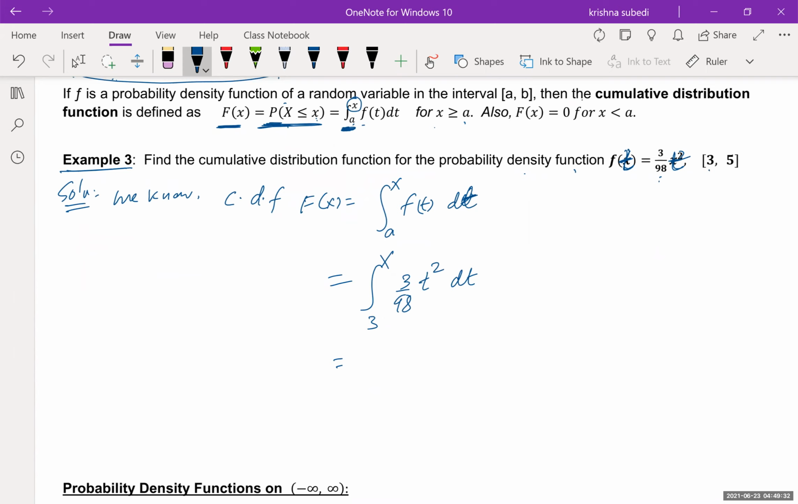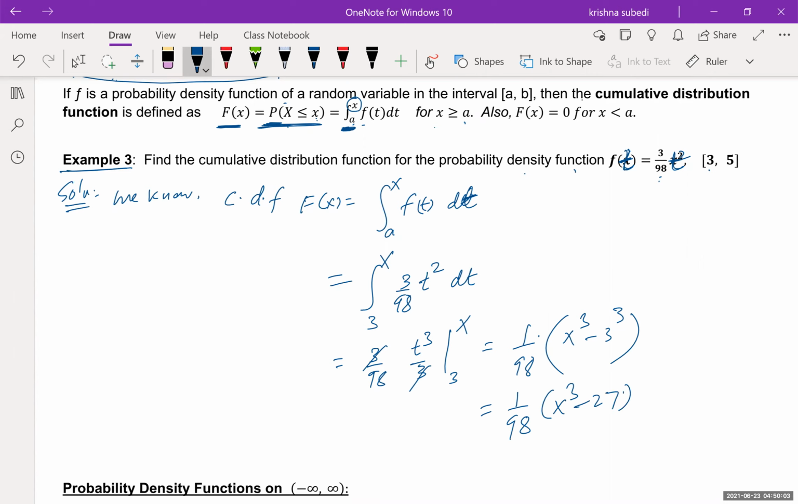So that's going to give me 3 over 98 times t cubed over 3, from 3 to x, which gives me 3 over 98. Oh, this 3 and 3 cancel out. I can write 1 over 98, and so this will be x cubed minus 3 cubed. That's it. So your cumulative distribution function is going to be 1 over 98 times (x cubed minus 27). That's it. Any question?